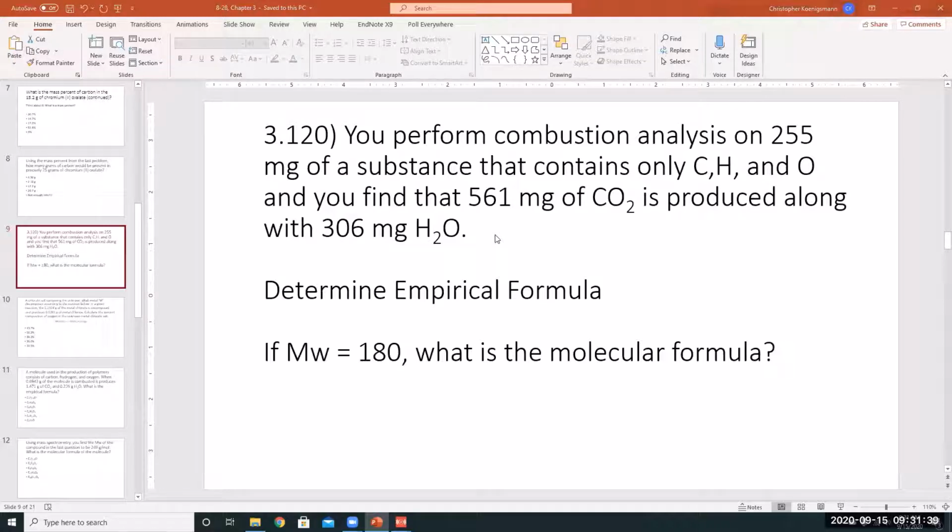All right, so I think the reason why 120 was giving people so many problems was because, to be honest, I don't think it was anything different than what we did in the book, except it had one step in it that required you to think a little bit outside the box, and I'll show you what I'm talking about.